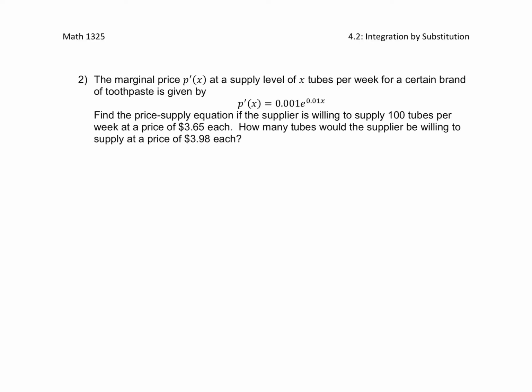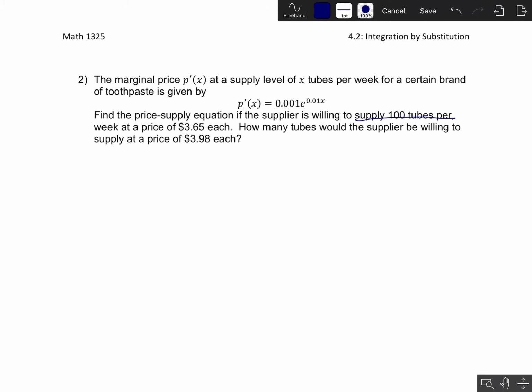So in other words, we want to relate P and x if the supplier is willing to supply 100 tubes per week at a price of $3.65 each. So this initial condition here is telling us that with a supply of 100 tubes, that would correspond to a price of $3.65. So in other words, P at 100 is going to equal $3.65. That's how I would translate the underlined portion into an initial condition that tells you the relationship between the price and this initial supply of 100 tubes.